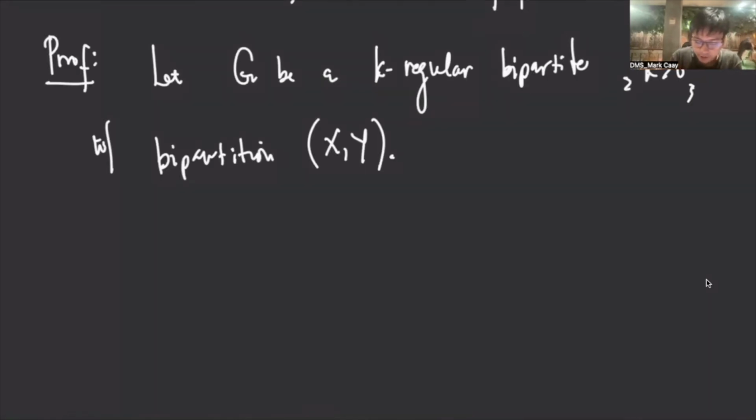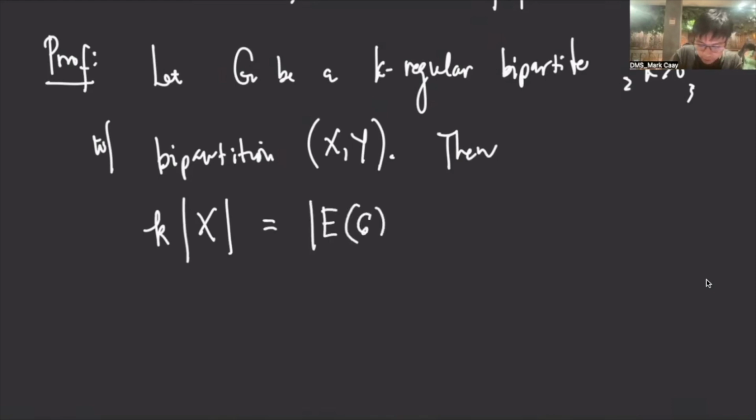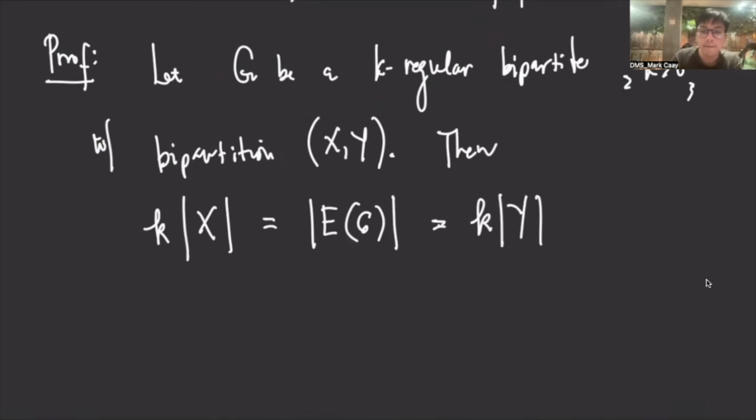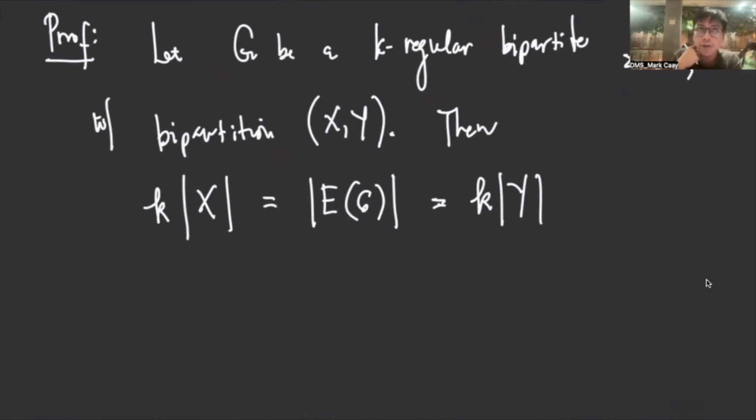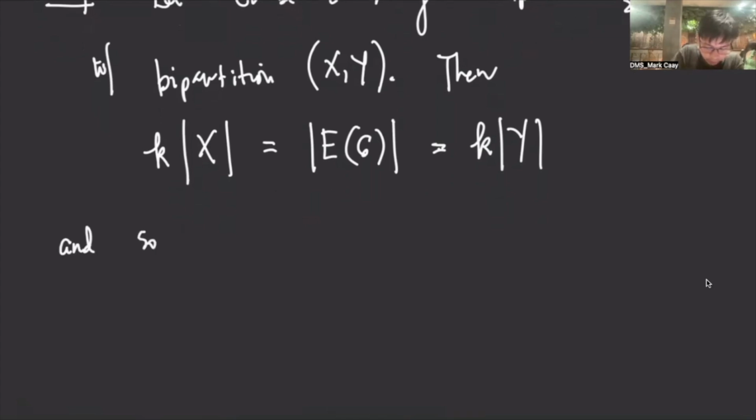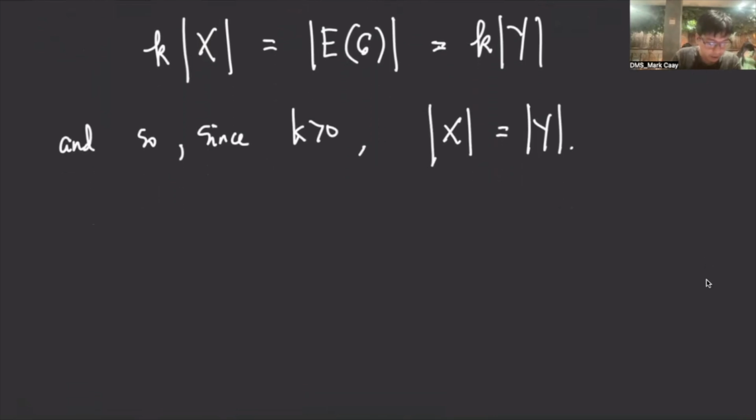Since G is bipartite and k-regular, we have the fact that the cardinality of X, if you multiply that by k, is equal to the number of edges of G. And that's the same as k times the cardinality of Y, right? Because they have the same degree on each of the vertices of G. And so, since k is greater than 0, the cardinality of X is equal to the cardinality of Y.